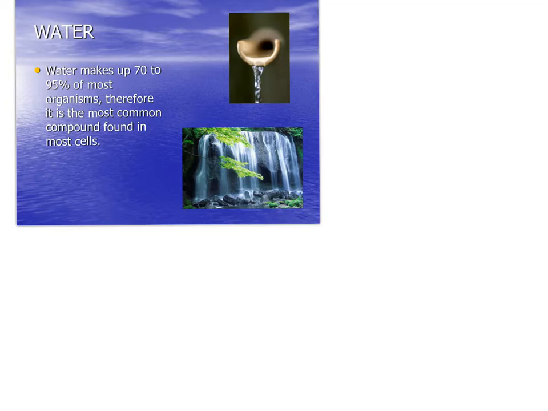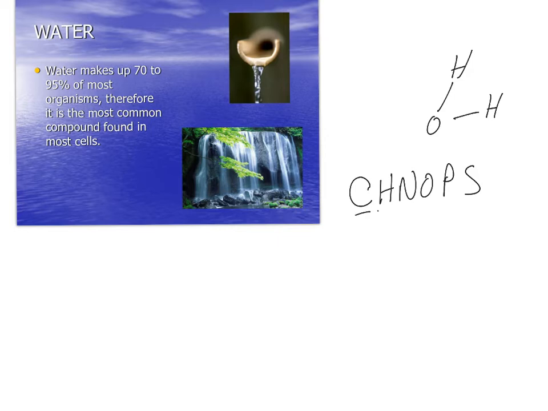So when we look at water, water is so important because, remember that whole CHNOPS? Well, water is part of CHNOPS, isn't it? If we take a look at water, H2O has 2 hydrogens connected to an oxygen. CHNOPS, in case you forgot, is carbon, hydrogen, nitrogen, oxygen, phosphorus, and sulfur. Water has oxygen and it has hydrogen, so it has 2 of the elements of CHNOPS.